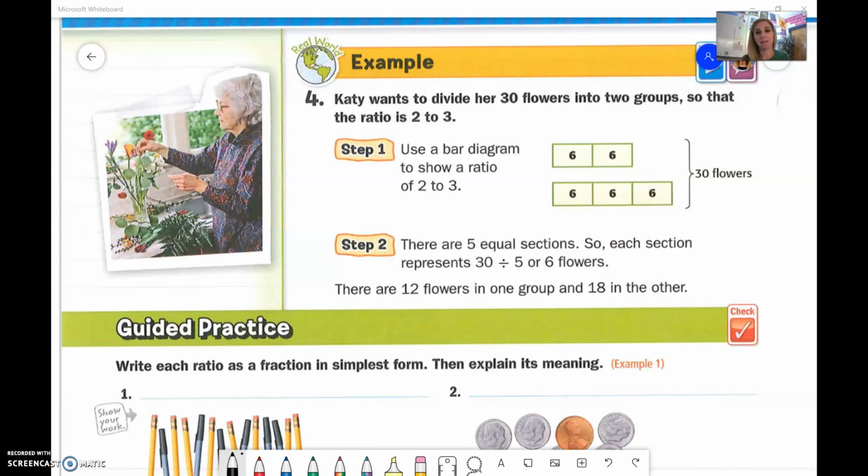Although you're going to hear me say I love everything I teach, so you'll just kind of have to roll with it. So let's take a look at this problem right here.